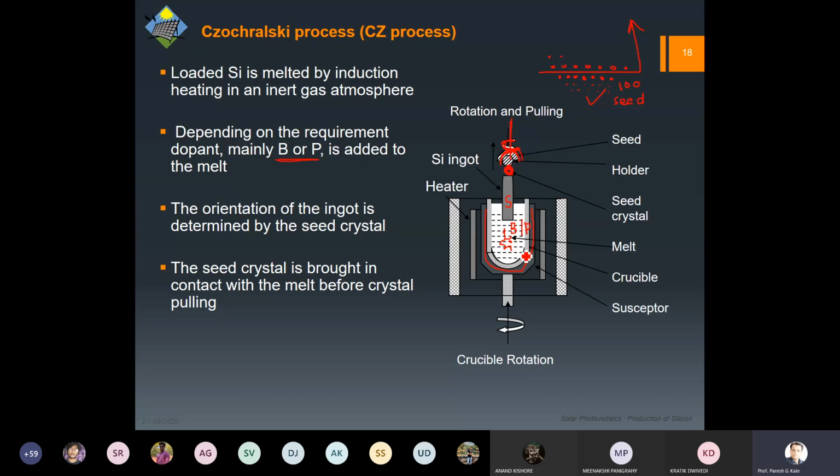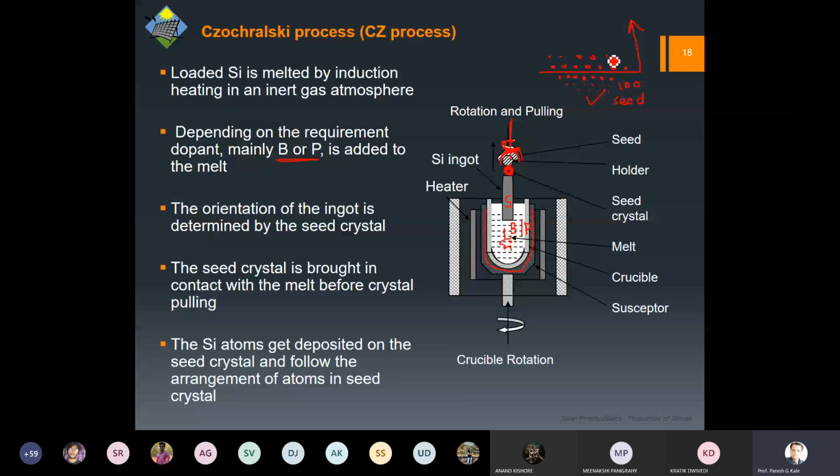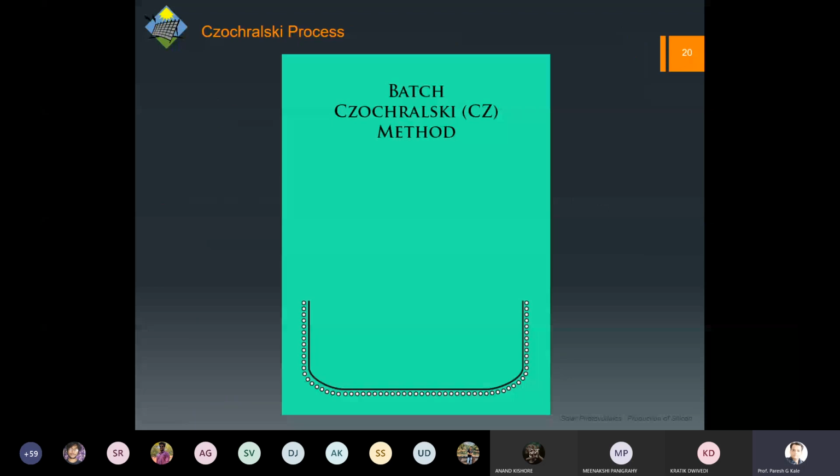By cooling, the molten liquid silicon gets converted into solid. You pull it up and you rotate it so that silicon atoms continuously settle here, and you move towards lengthening this ingot.